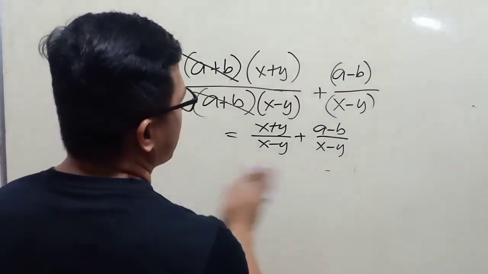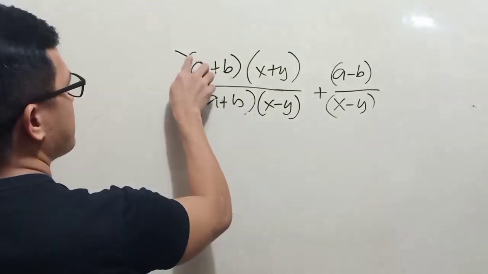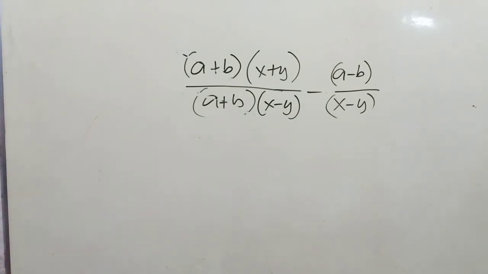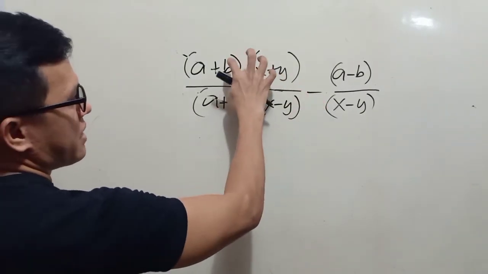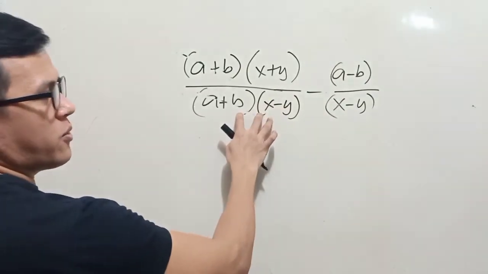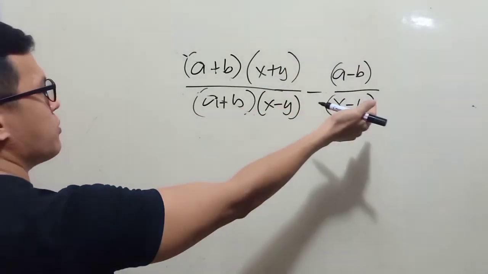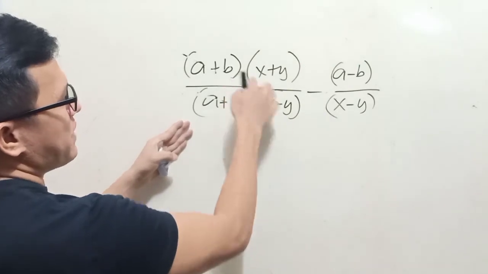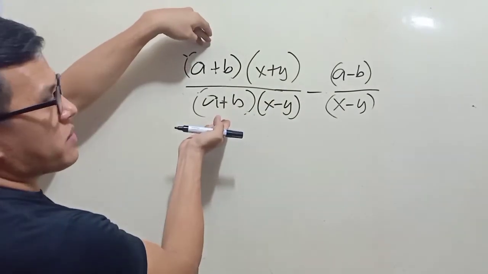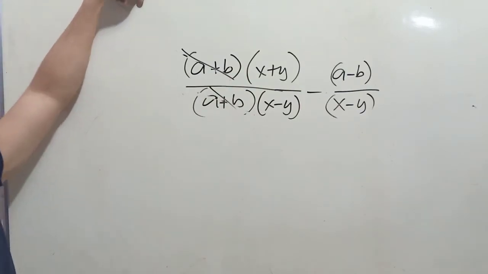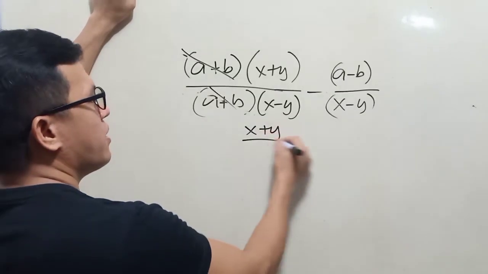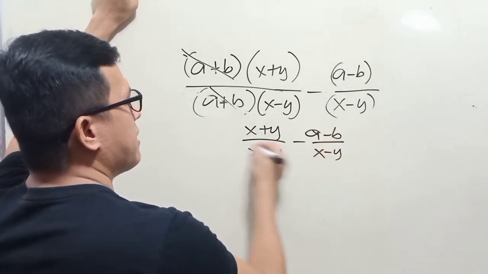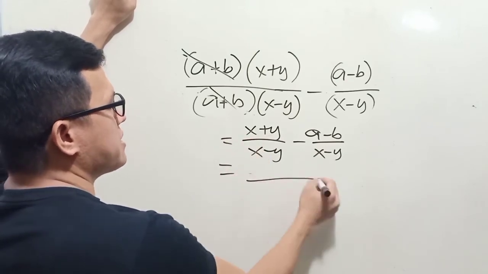Same with minus, you can also apply that. Shall I say it's minus, not plus. Now, same stuff with minus, you cannot cancel the numerator here and here, because this is minus. Plus and minus, you cannot do that. But in the other side, if there is a multiplication sign and there is the same numerator and denominator, you can just cancel them. And then the remaining again is x plus y over x minus y minus a minus b over x minus y. Now, these have the same denominators, which is x minus y.